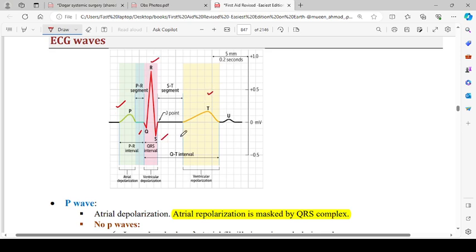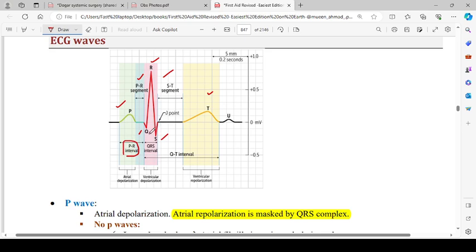These are very important. Now, a segment is a region which does not include a wave. It is the part between the waves. If it also includes a wave, then it becomes an interval. As you can see, the PR segment is between the P wave and the QRS complex. The ST segment is between the QRS complex, or you may say the S wave, and the T wave, right? These are segments.